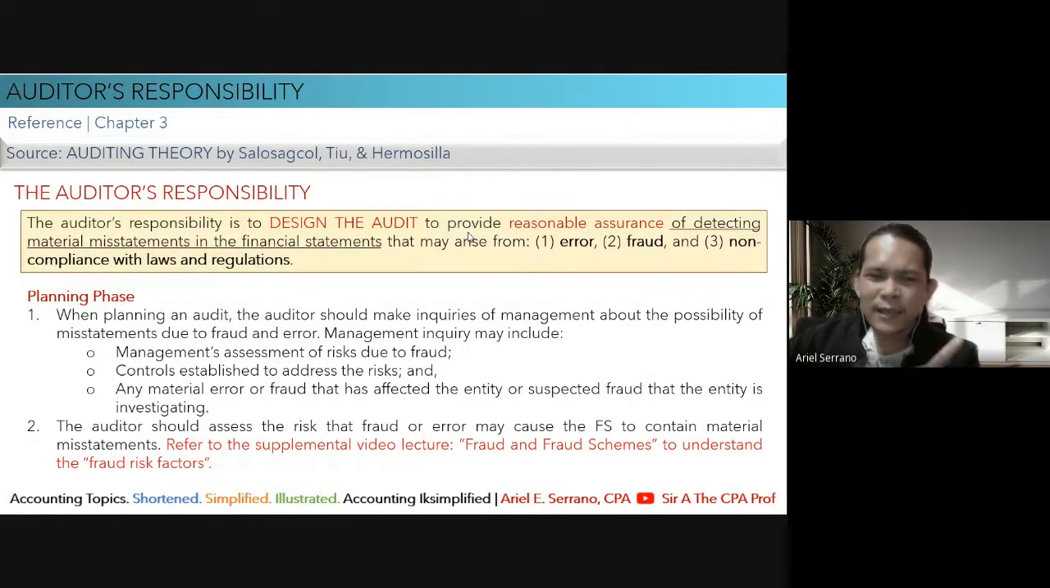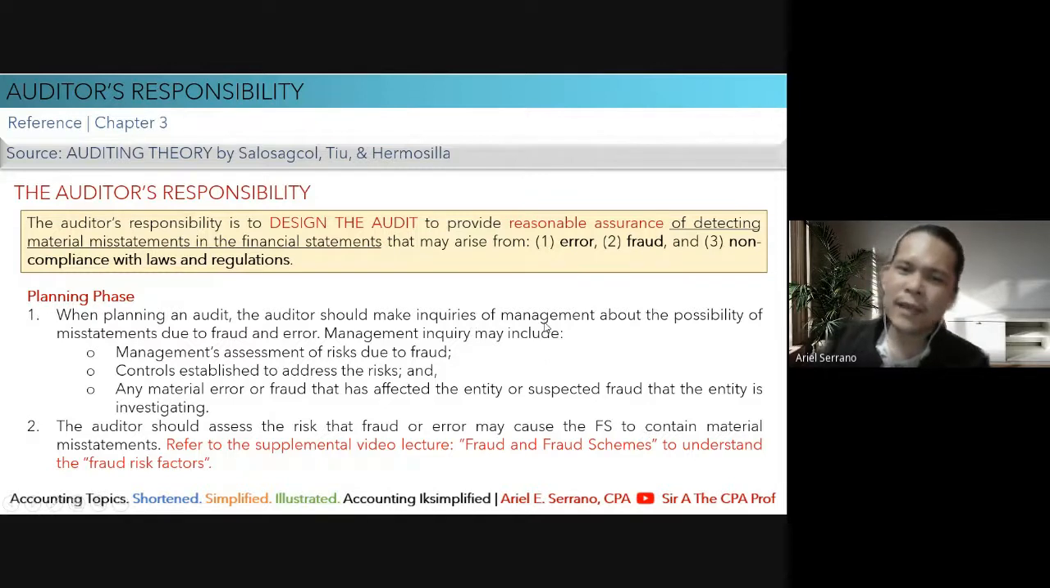Okay, let's define first the auditor's responsibility pagdating sa planning phase. So as you will see here, in-identify na natin yung mga phases of audit: the planning phase, followed by your testing phase, and then the completion phase. Pagdating sa planning phase, sa audit planning, the auditor should make inquiries of management.